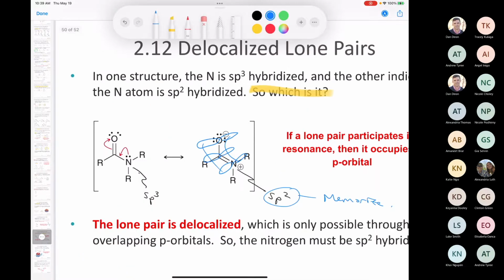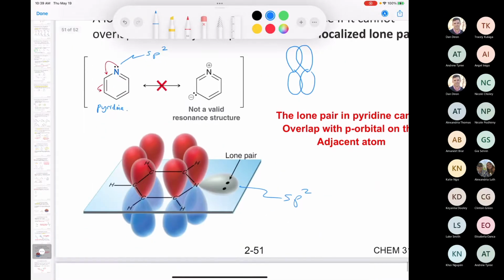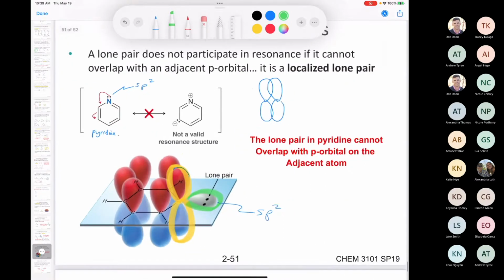That means there's already a p orbital on the nitrogen. It is shown right here. So if we already have a p orbital to form the pi bond, that means that the lone pair cannot be in a p orbital. And so since the nitrogen has 3 regions of electron density, it's sp2 hybridized, and thus the lone pair must be in an sp2 hybridized orbital.